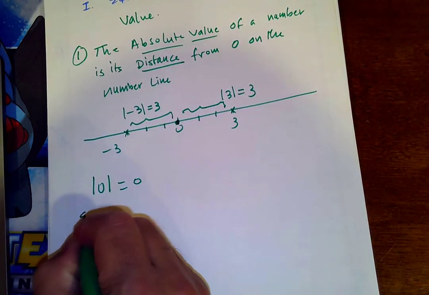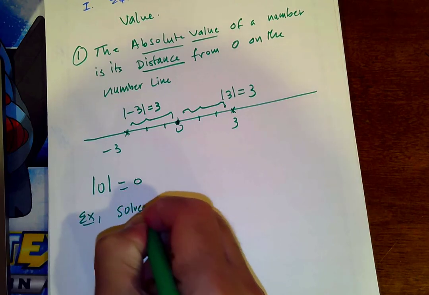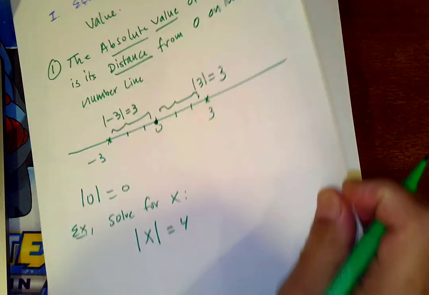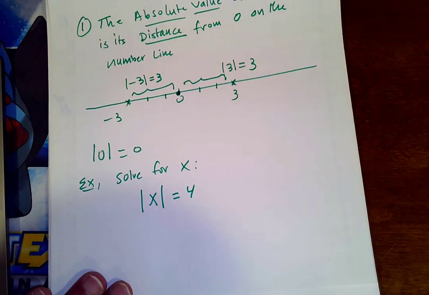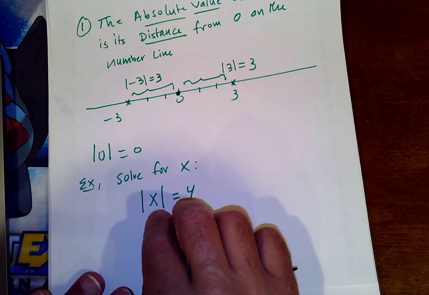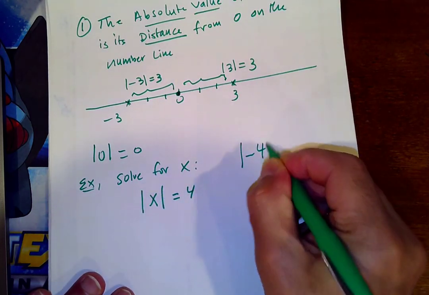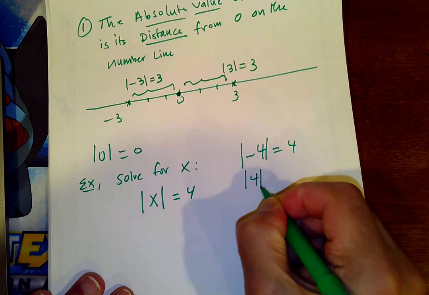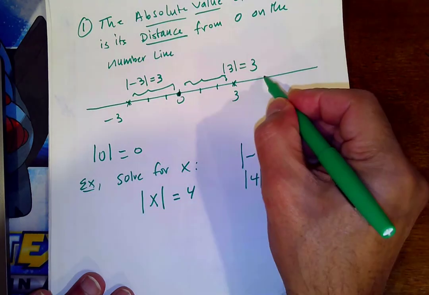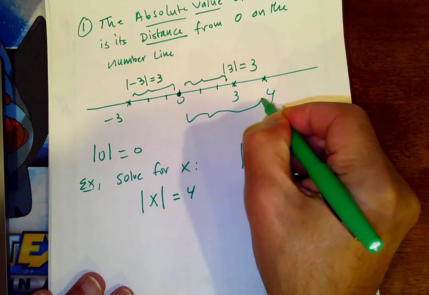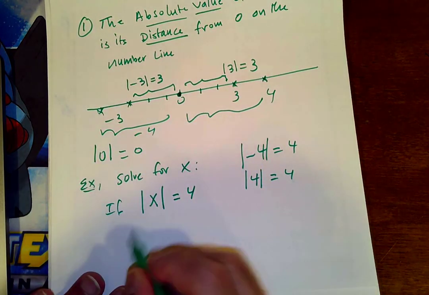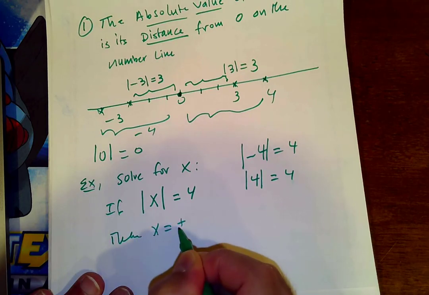So now if we say solve for x and absolute value of x equals 4. Basically, we're finding all real numbers that have a distance of 4 from 0 on the number line. We know that absolute value of negative 4 is 4 and absolute value of 4 is 4. So the numbers that are 4 units away from 0 on the number line are 4 and negative 4. So if absolute value of x equals 4, that means x equals plus or minus 4.